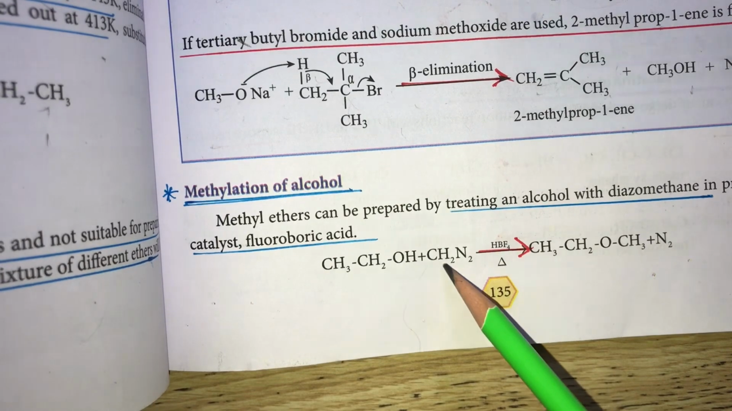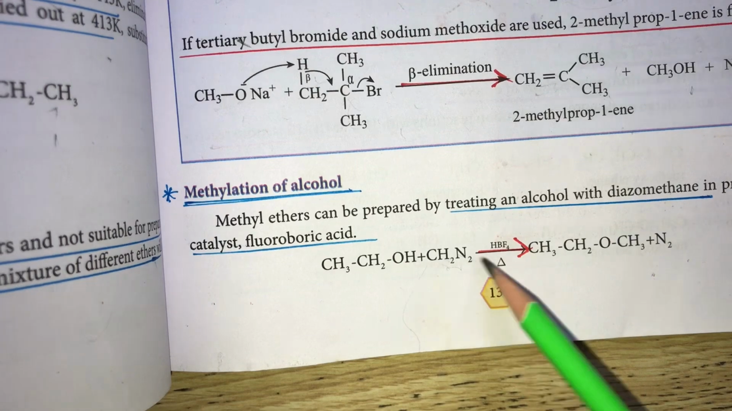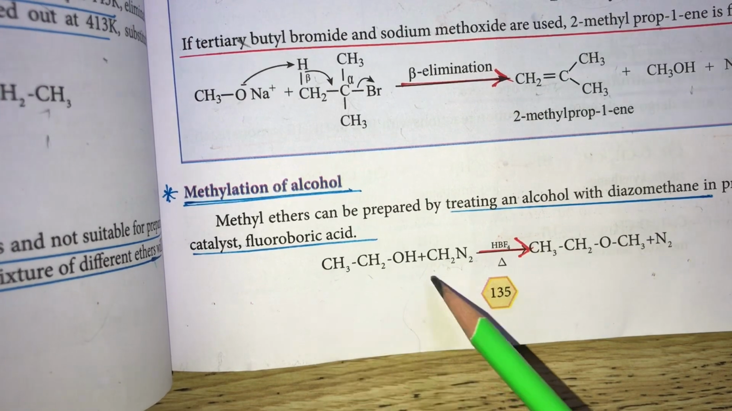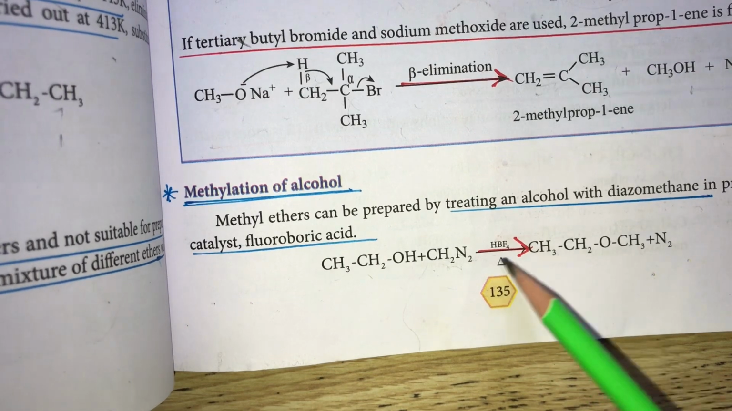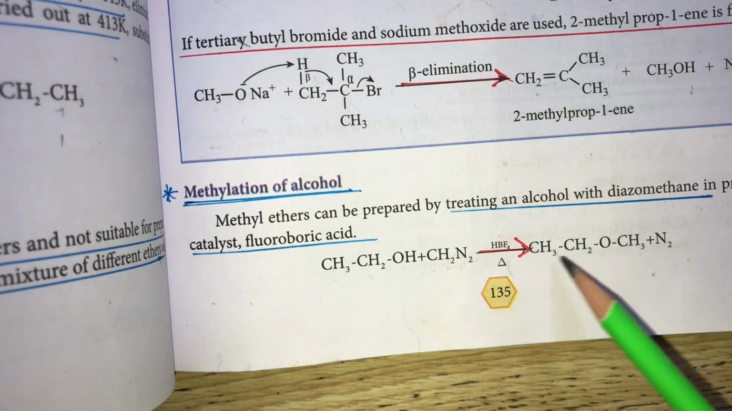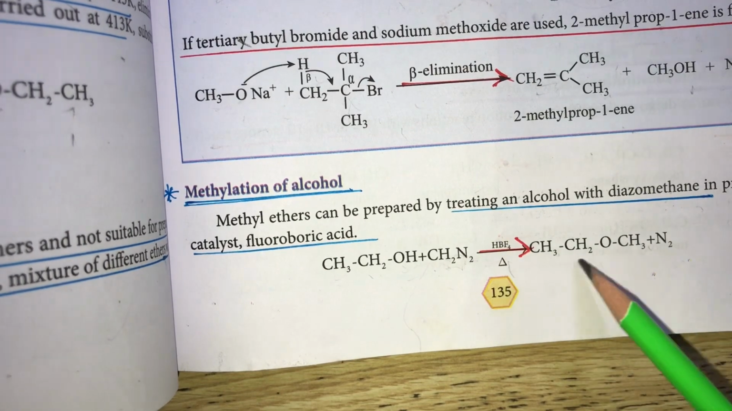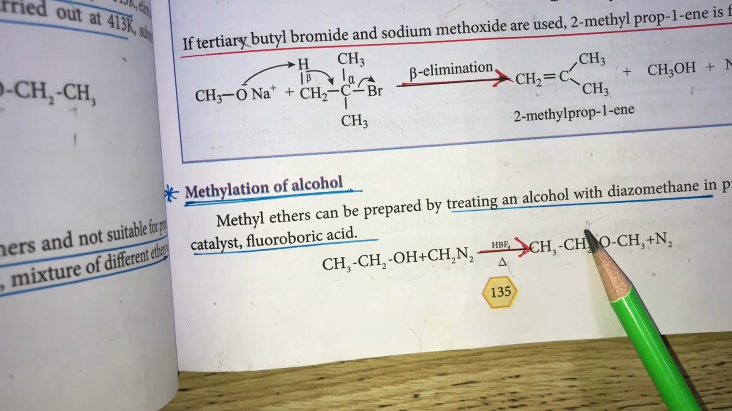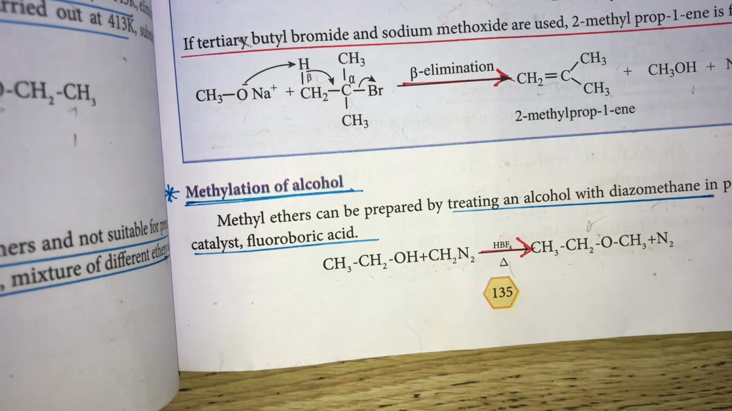Methylation of alcohol. In methane, if two nitrogens are present instead of one hydrogen, it is called diazomethane. When diazomethane reacts with ethyl alcohol, using hydrofluoroboric acid, the nitrogen gets eliminated. Here CH2 and H react, forming CH3CH2OCH3. So nitrogen gets eliminated and the groups join to form ether. We can name it ethoxymethane or methoxyethane, methyl ethyl ether.